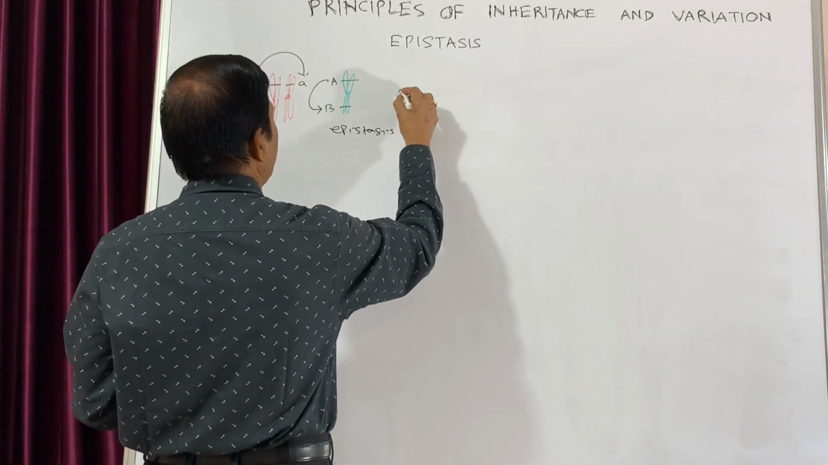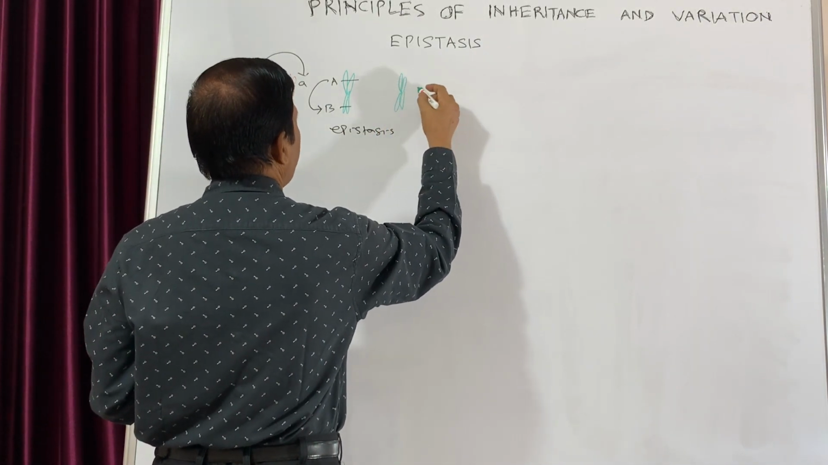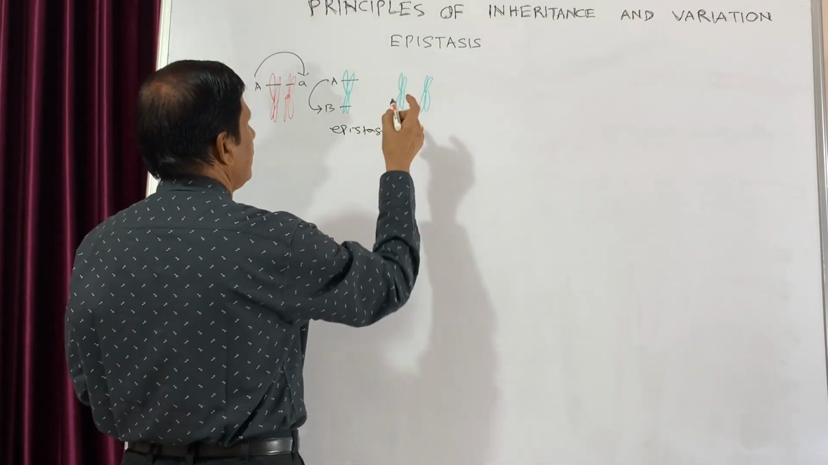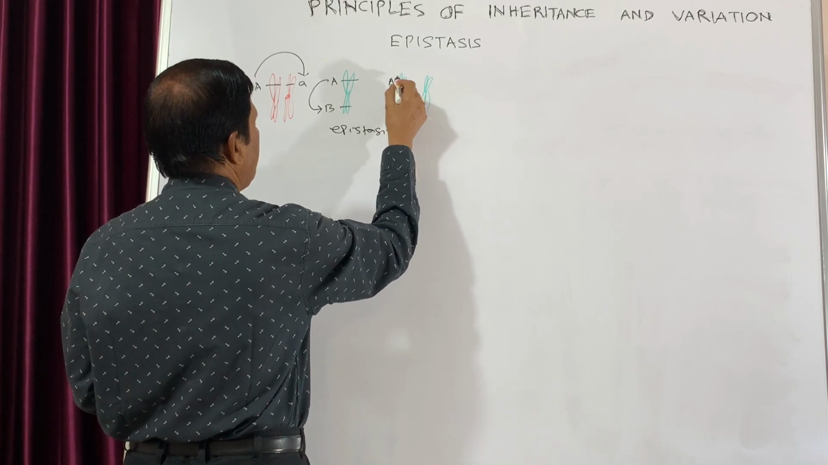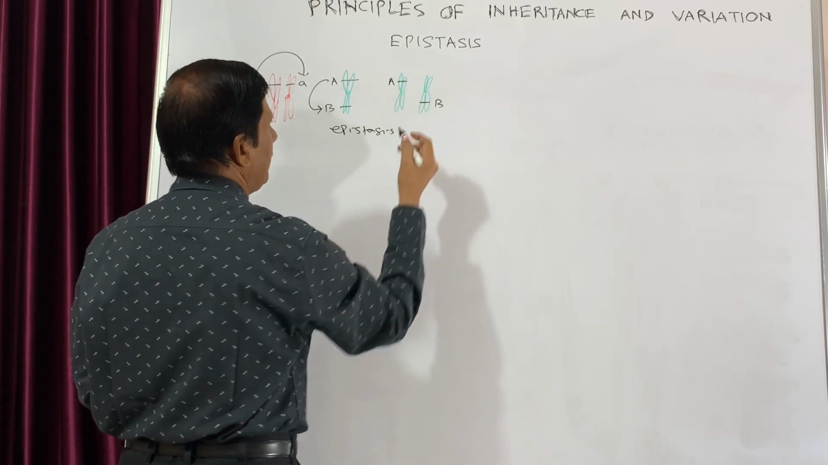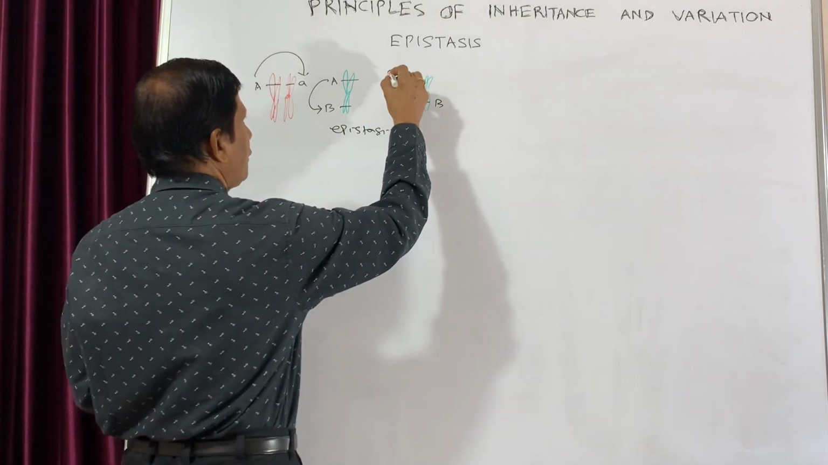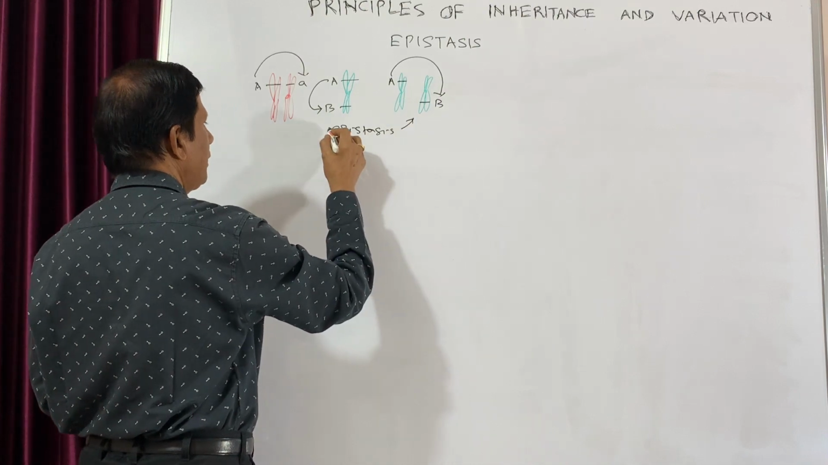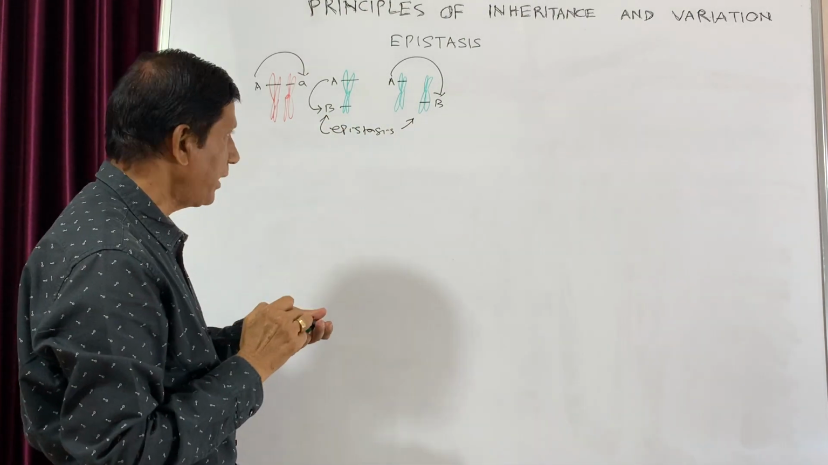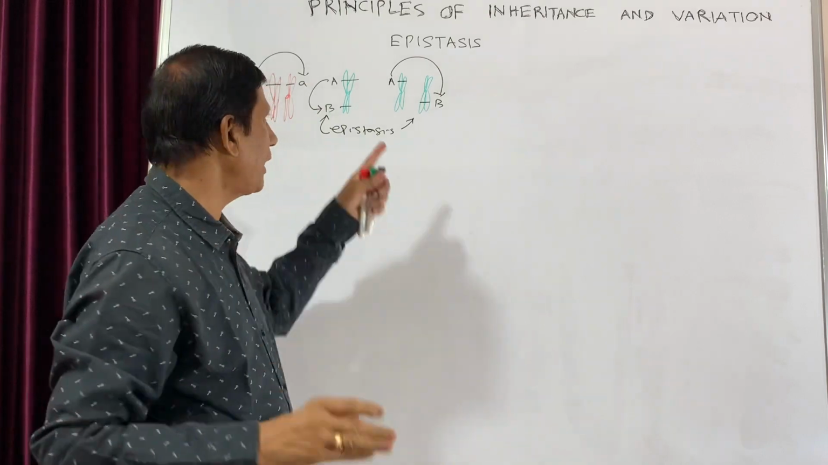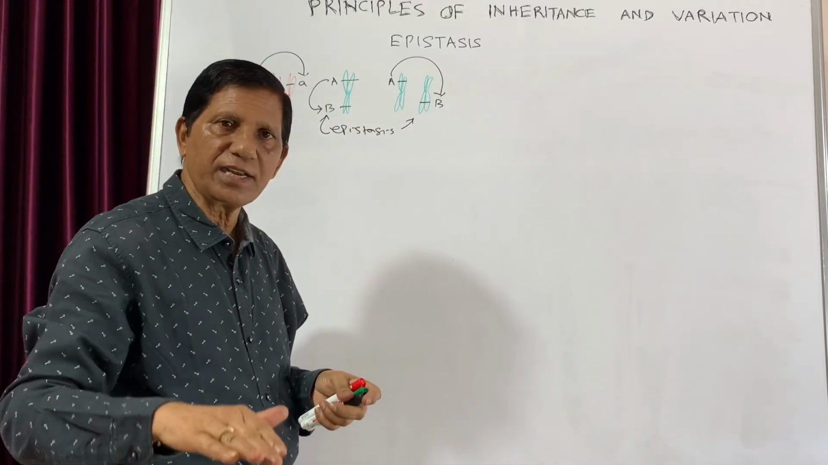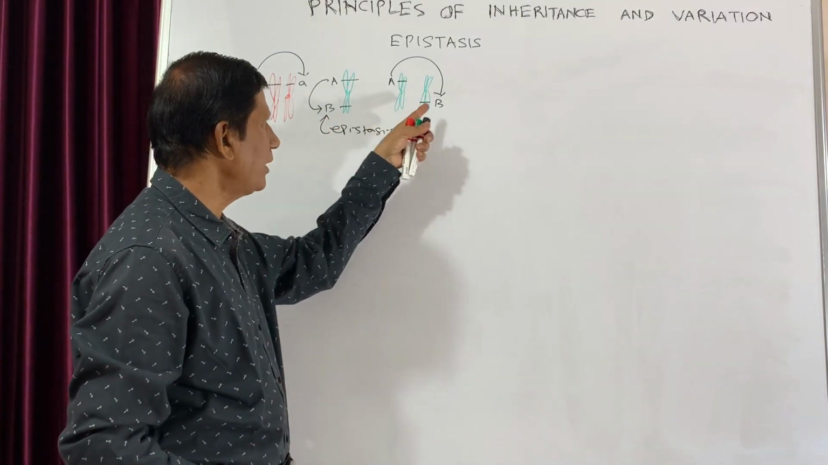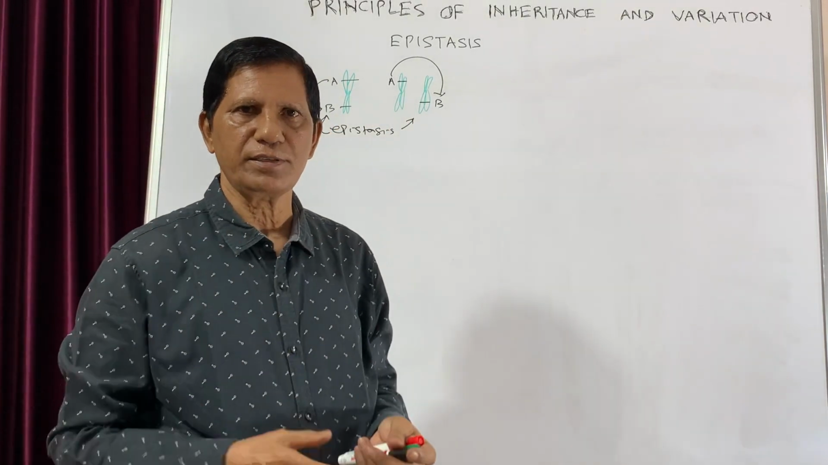different chromosomes. So if it is present in different chromosomes, suppose at this locus A is there and somewhere here B is there. But still A will suppress the expression of B. So this is also a case of epistasis. That means when one dominant gene present in one locus is suppressing the expression of another gene present in another locus of the same chromosome or a different chromosome, this is known as epistasis.